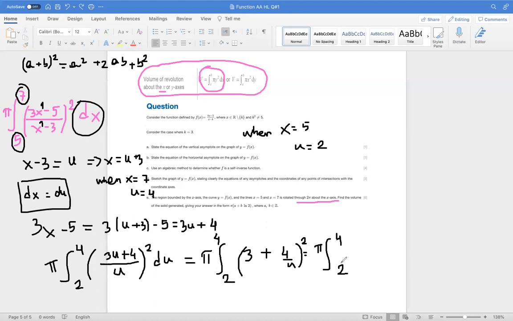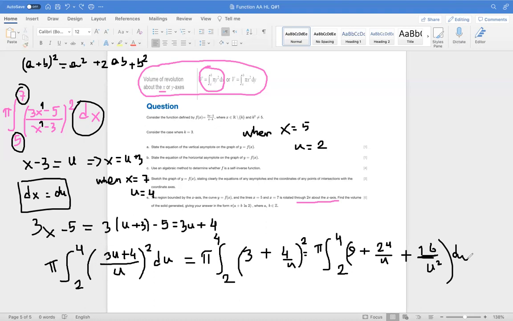Okay, take a square for 3, that will be 9, plus 2 times 3 times 4, 24 over u, right? Plus b squared. What is my b? It's 4 over u, so b squared will be 16 over u squared. Okay, du. That's it. Now it's straightforward to solve this integral because I have everything I need.